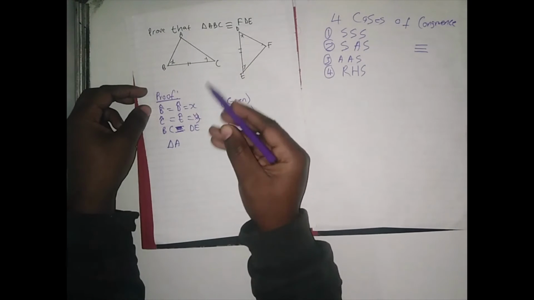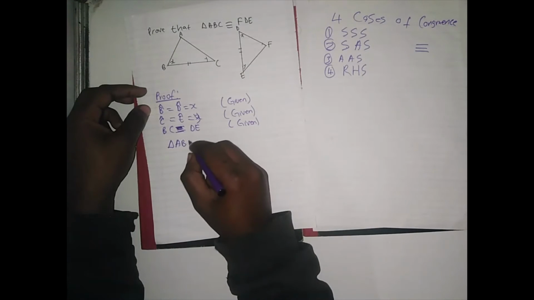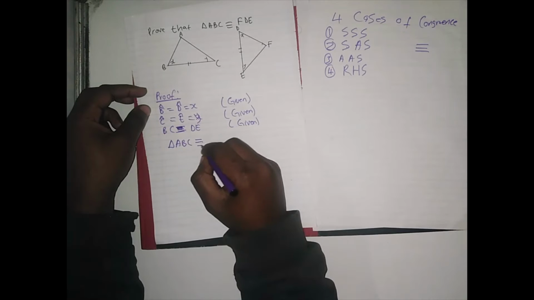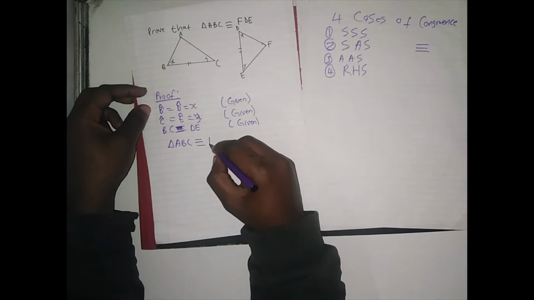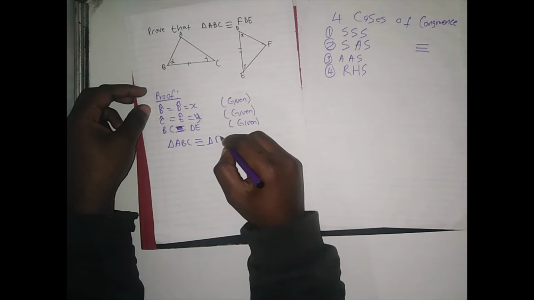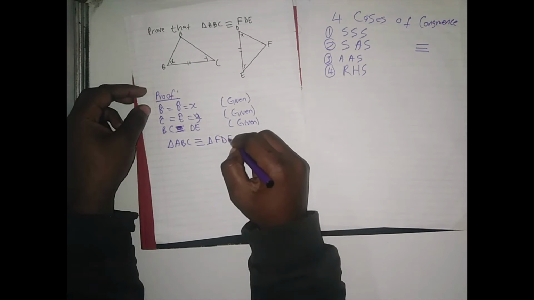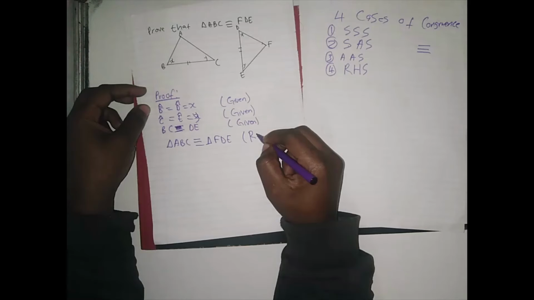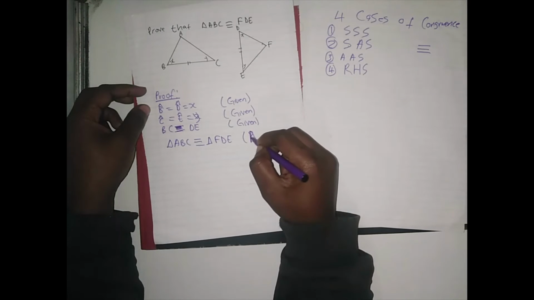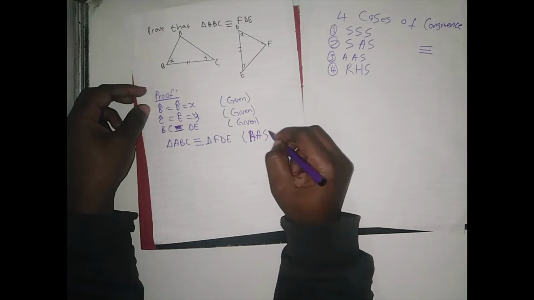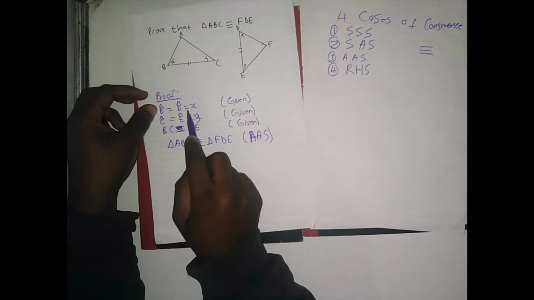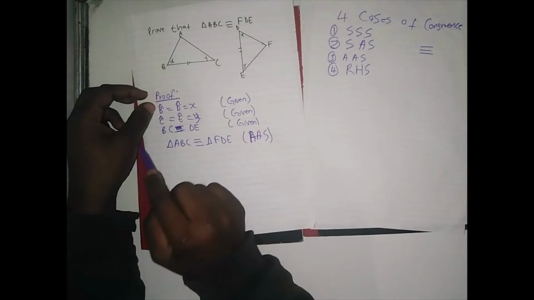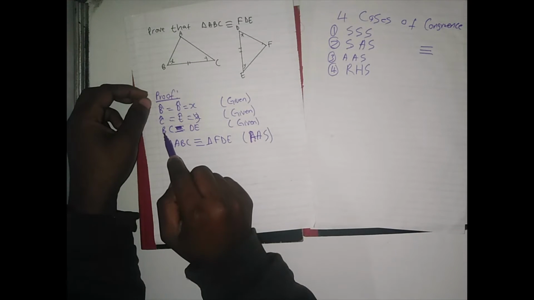Now because of that, I can then say triangle ABC. I take exactly what they wrote up. The triangle ABC is congruent to triangle FDE. And then what is my reason? My reason is angle, angle, side. Why angle, angle, side? Because I started with an angle, and then I followed with another angle, and then I ended up with a side.